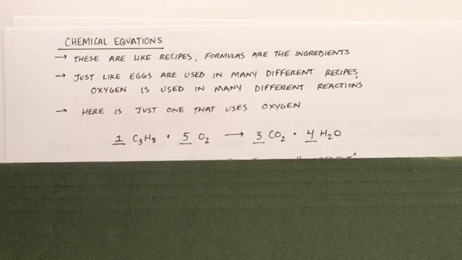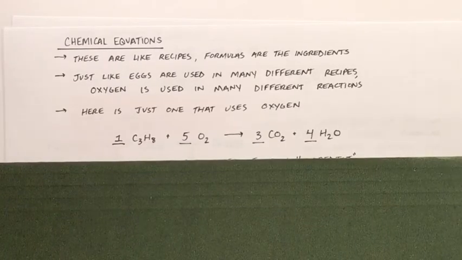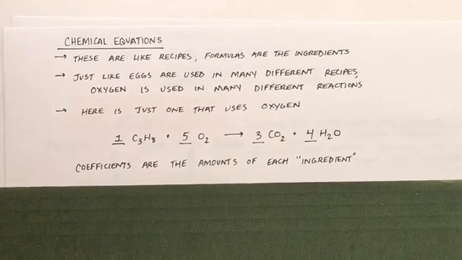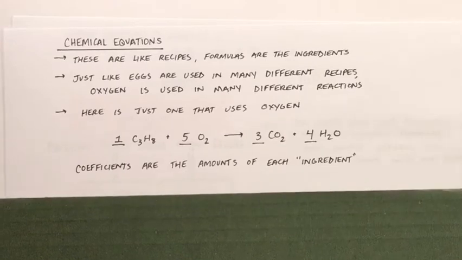1 C3H8 plus 5 O2 yields 3 CO2 and 4 H2O. It's a combustion reaction for burning propane. You see that we have oxygen on the reactant side of our equation here. The coefficients, those numbers that are underlined, are the amount of each ingredient that we have present.